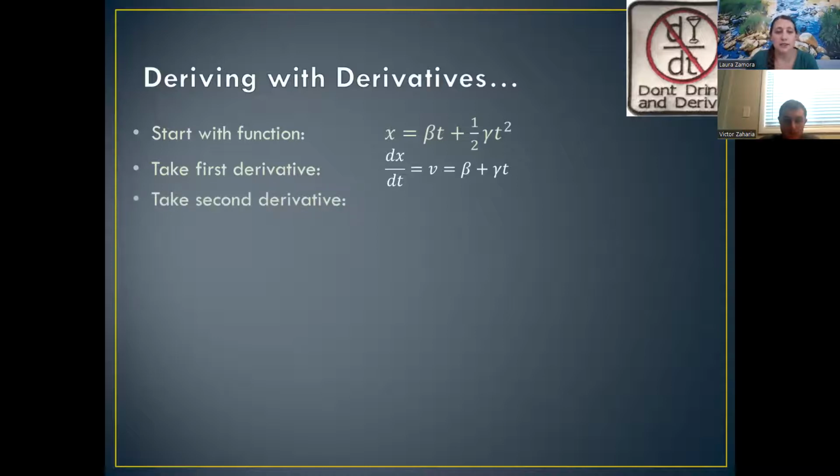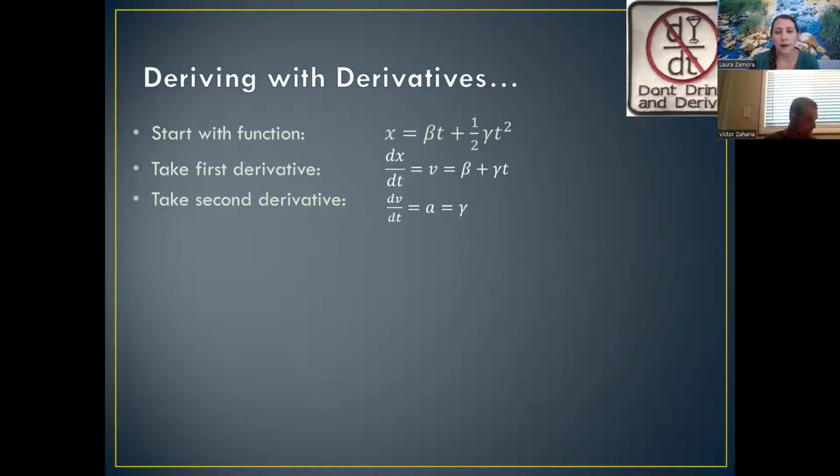Okay, so if we take the second derivative of that initial function, then that's the derivative of v with respect to t. So dv/dt is one way that we can write it. We could also write it x double prime, with 2 apostrophes, or d squared x over dt squared. That's another notation that we could use. Either way, we're talking about the acceleration here.